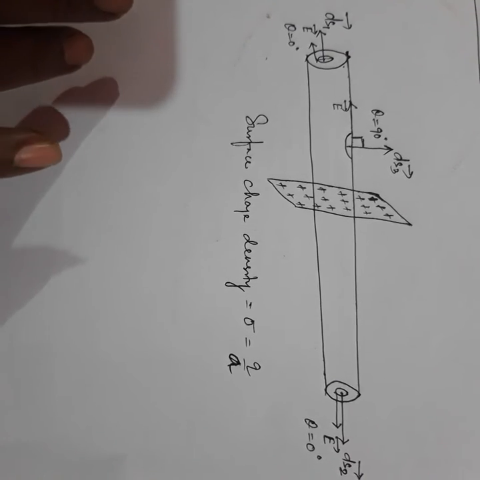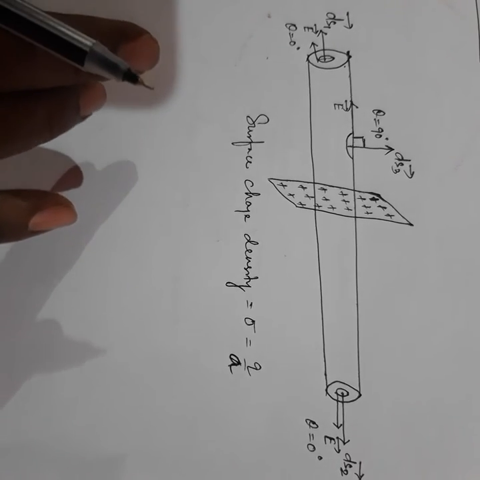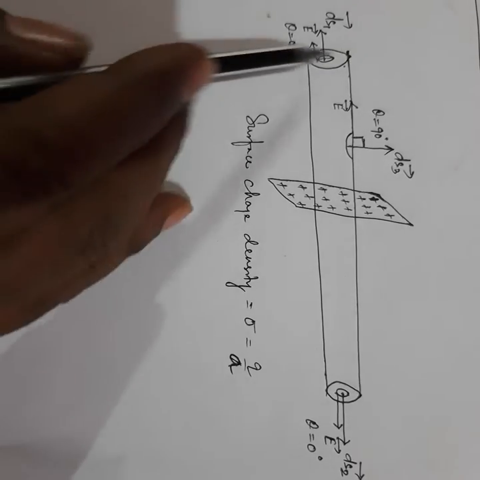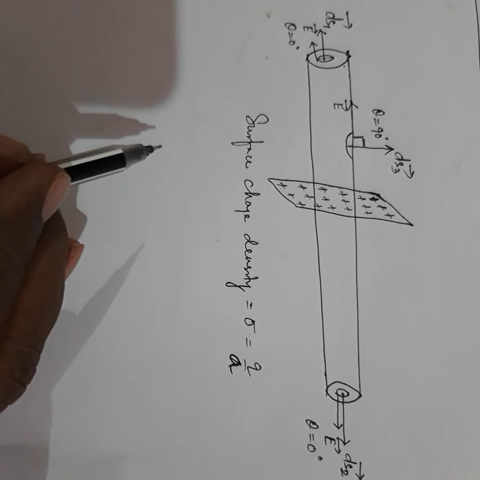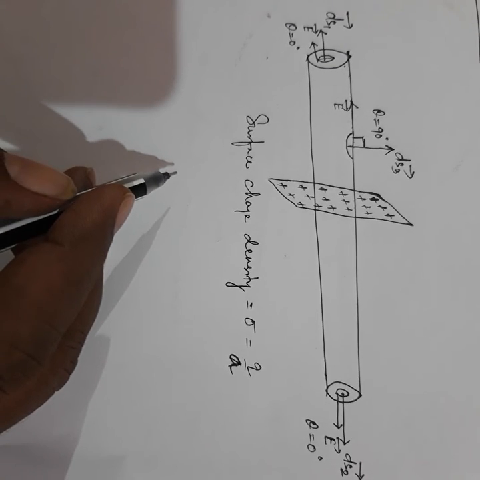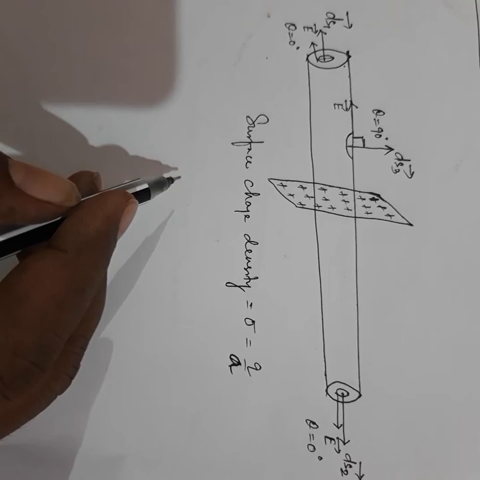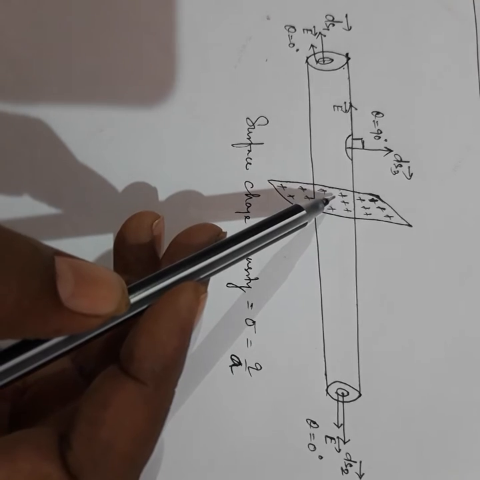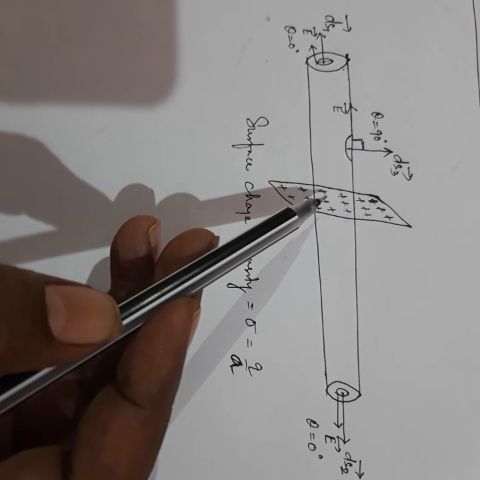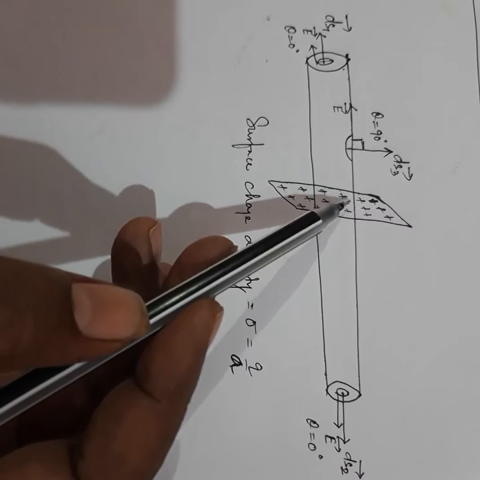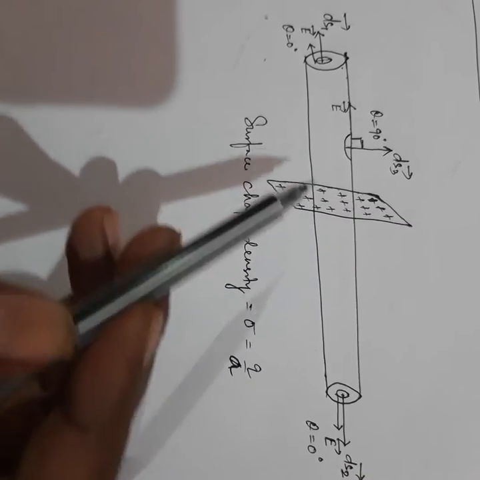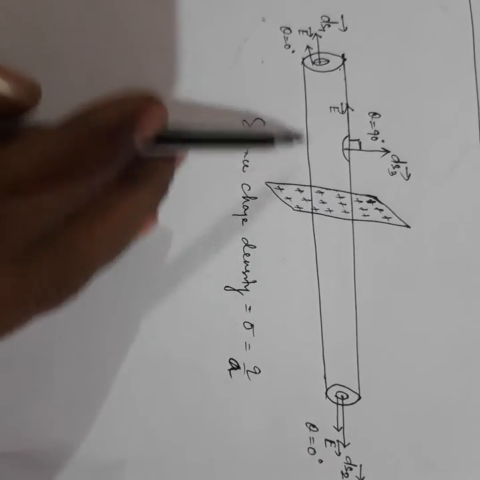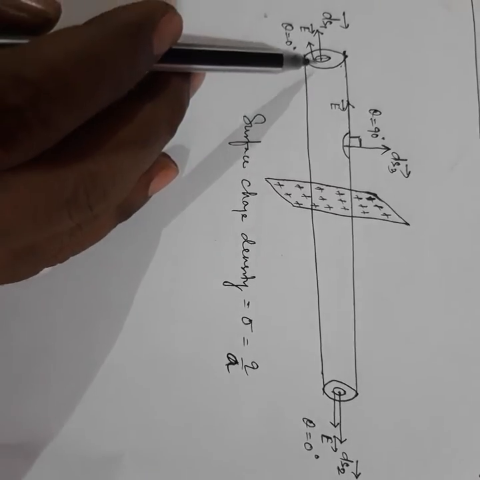as I told earlier, according to the Gauss law, you have to assume a Gaussian surface. This Gaussian surface is to be a cylinder, and it is chosen in such a way that this flat surface is parallel to the electric field, because this is the uniform surface charge density plane sheet on which the positive charge is distributed uniformly throughout this sheet, and for the positive charge the electric field is away from the charge. On either side of the flat surface the electric field is directed away.